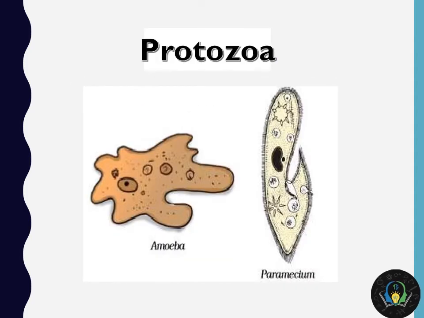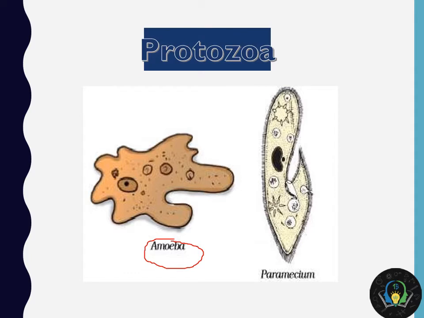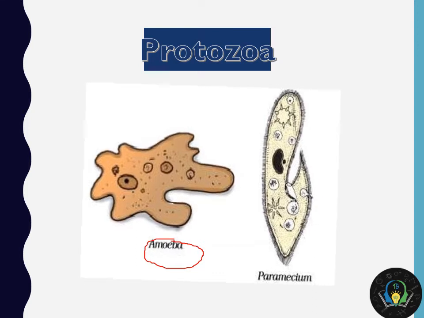Next one is protozoa. The most common unicellular organism that you have seen and learnt about till now is amoeba. It is irregular in shape and it is a unicellular microorganism. The second one is paramecium. So these are the 2 types of protozoa which are present in our day-to-day lives, and protozoa is generally found in the dirty water around us.